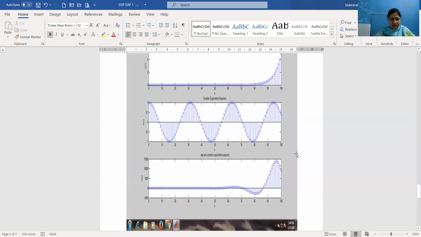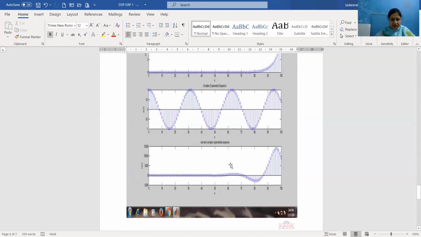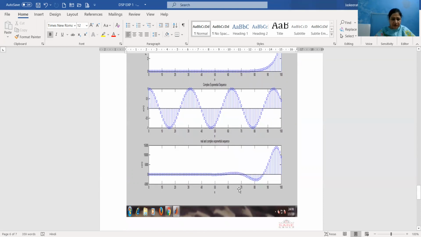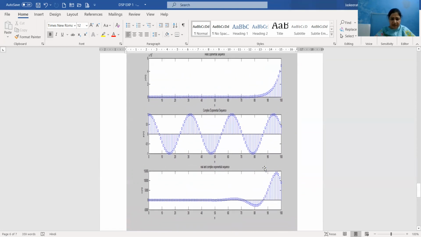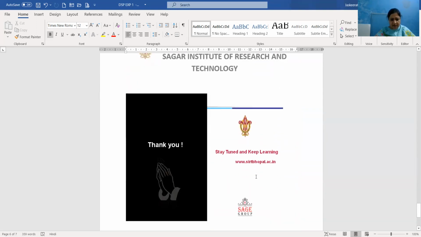So here we can see that we have all the three waveforms. First is the real exponential, then complex exponential, then we have the combination of real and complex exponential. So we have already done the MATLAB code for plotting all the three sequences, and here we can see all the three plots in the same figure window.